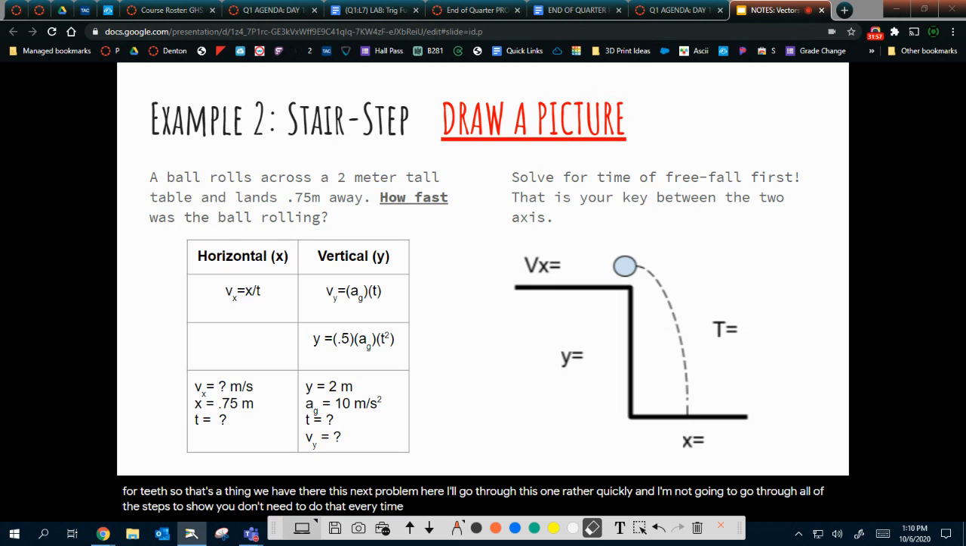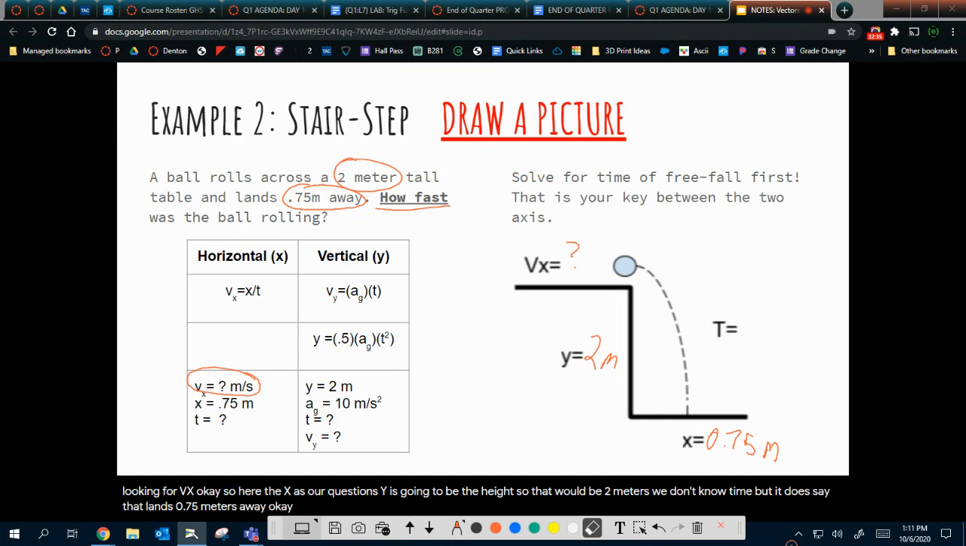And I'm not going to go through all of those steps to show you, you don't need to do that every time. So for example here, it says, okay, a ball rolls across a 2 meter tall table and lands 0.75 meters away. How fast was the ball rolling? So how fast is our initial velocity? That's our Vx. So in this problem, we're actually looking for Vx. Y is going to be the height, so that would be 2 meters. We don't know time, but it does say that it lands 0.75 meters away.